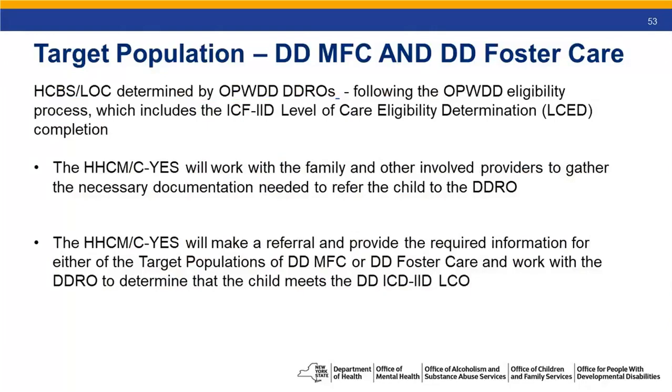There will be the health home care manager and CES will work with the family and other involved providers to gather the necessary documentation to refer the child to the DDRO and make that referral and have that communication with the DDRO if there's any other requirements or any other paperwork or information that they may need. So the health home care manager and CES will be the conduit between the family and the DDRO to ensure that the DDRO has the information they need to make that determination for HCBS.